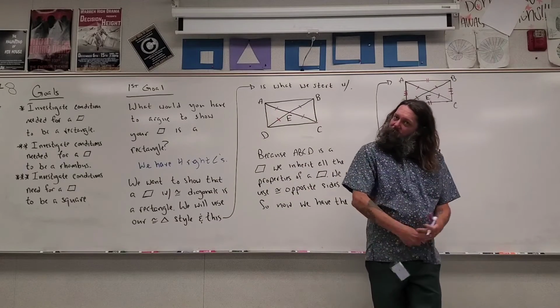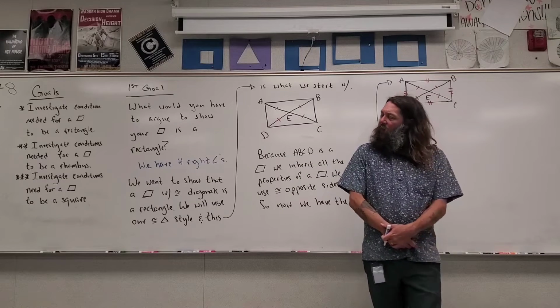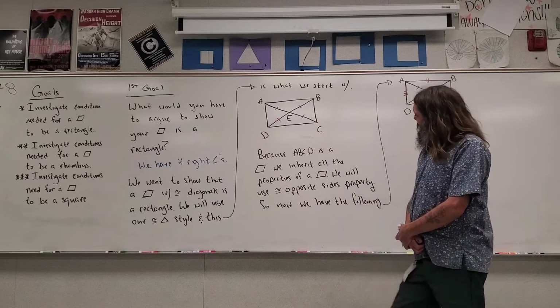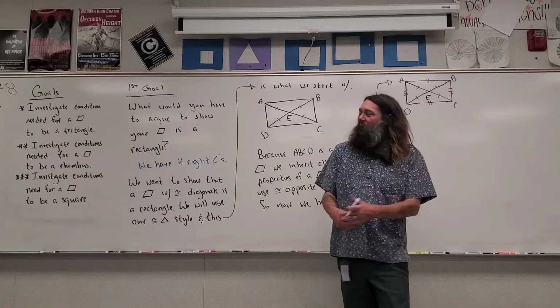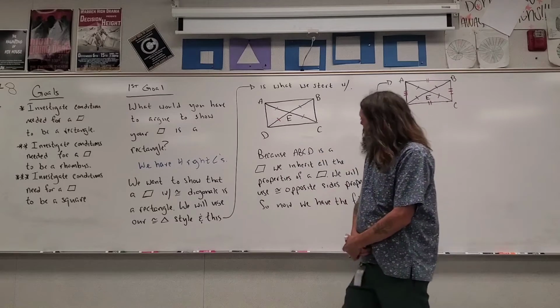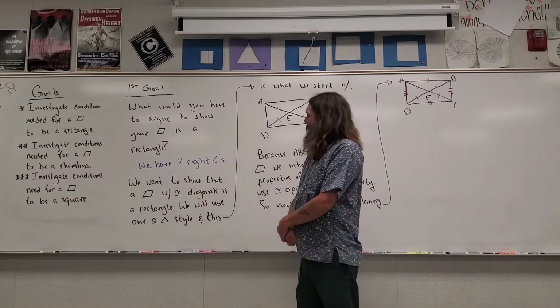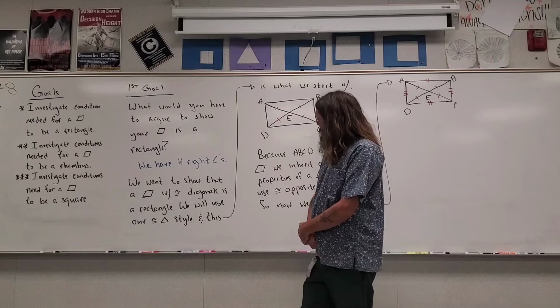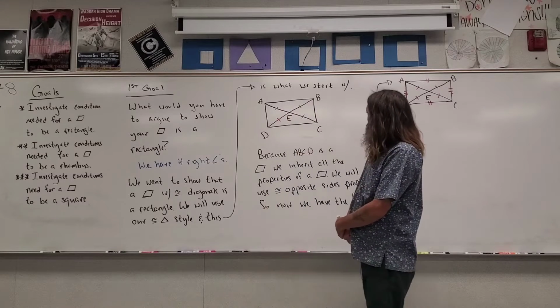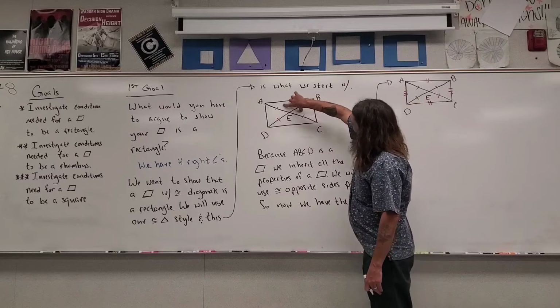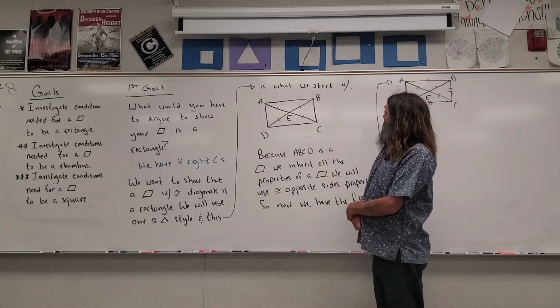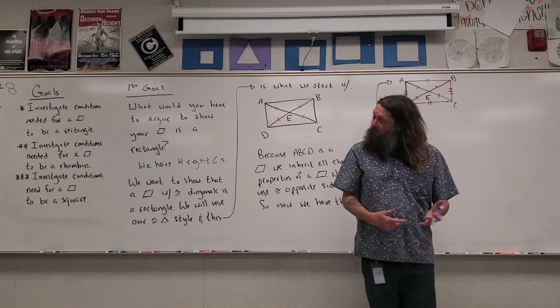So there's a couple different ways to argue this. I'm going to argue it in one style. Let's try and see if we can figure out what the other one is, if you want. But we want to show that a parallelogram with congruent diagonals is a rectangle. We will use our congruent triangle style, and this is what we start with. So this is what congruent diagonals look like, and they bisect each other because it's a parallelogram, right?